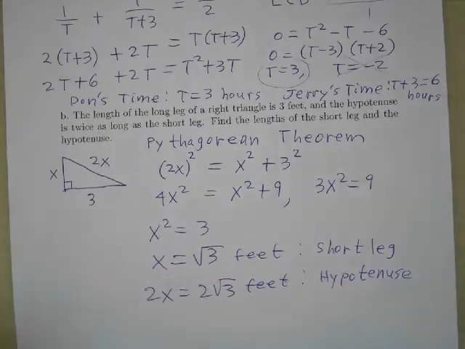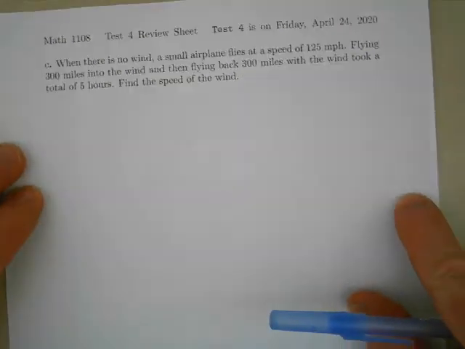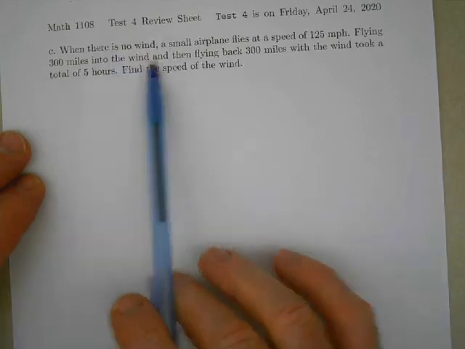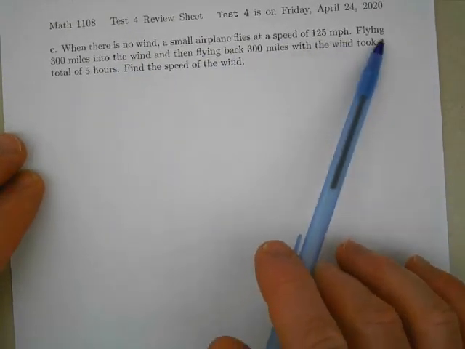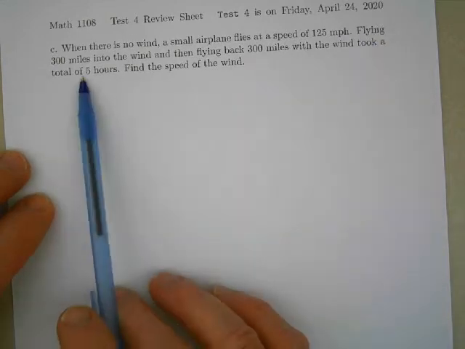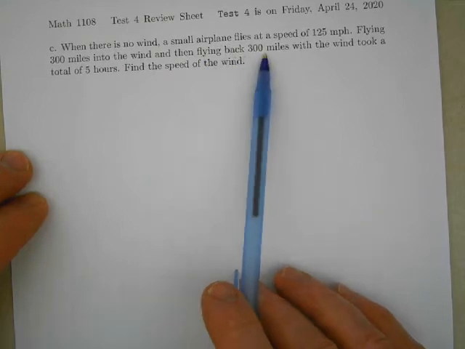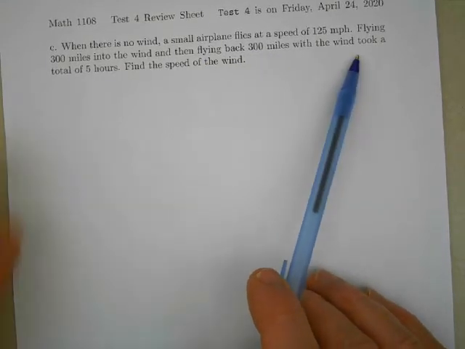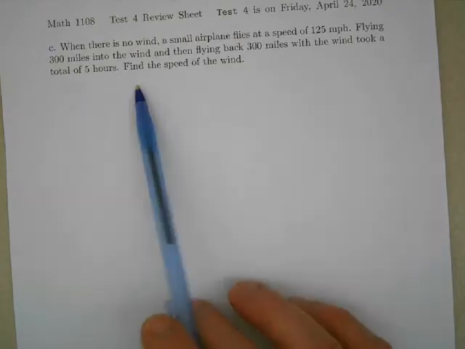Okay, the next problem involves rate times time equals distance. Okay, so in this problem, we're told that when there is no wind, a small airplane flies at a speed of 125 miles per hour. Flying 300 miles into the wind, or against the wind, and then flying back 300 miles with the wind took a total of 5 hours. Find the wind speed, or find the speed of the wind.